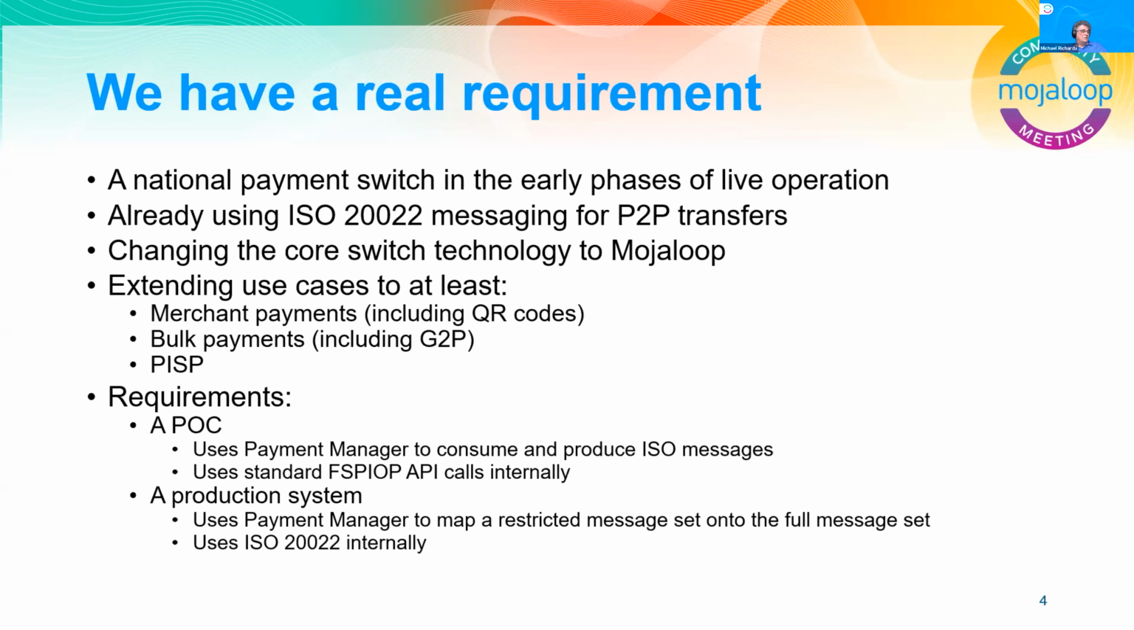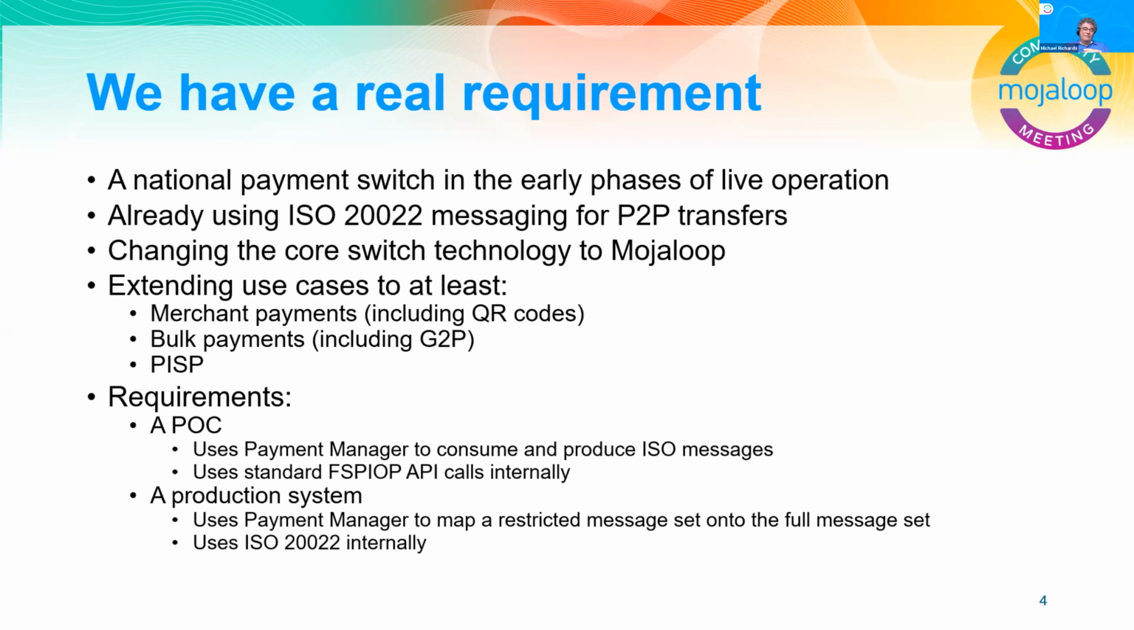The immediate requirements that we have are, first of all, a proof of concept, so that we can demonstrate, and indeed the switch operators can demonstrate to their stakeholders that this really does work. It's got to work in the way it works now because they can't afford time for their DFSPs, their participants, to make changes to the way in which their functionality works. So our plan initially is for a proof of concept which uses Payment Manager to consume and produce ISO messages, but uses standard FSPIOP API calls, our existing internal calls, in the switch.